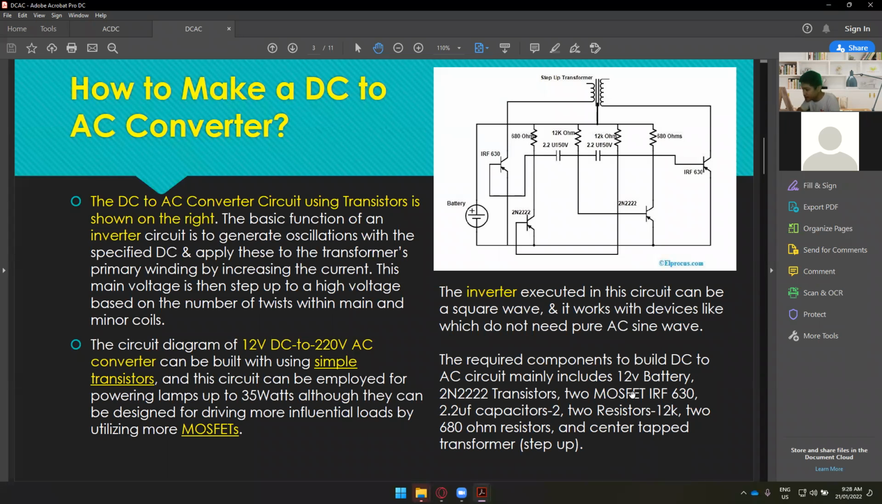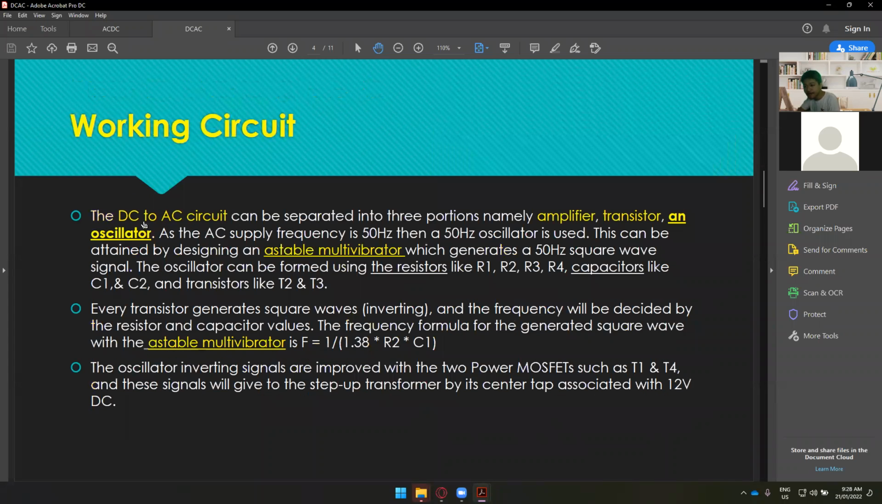So here are the required components. We have here MOSFET, transistor, capacitor, resistors of 12K, two resistors of 680 and so on and so forth. Those are the components that you'll need if ever you want to do this one in LTSpice. So here is a working circuit.